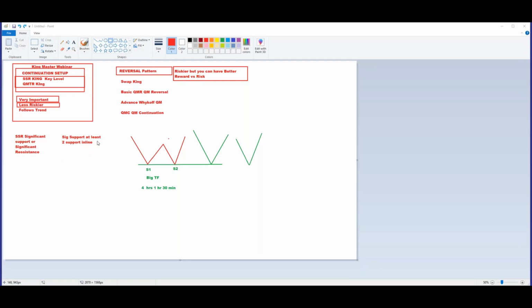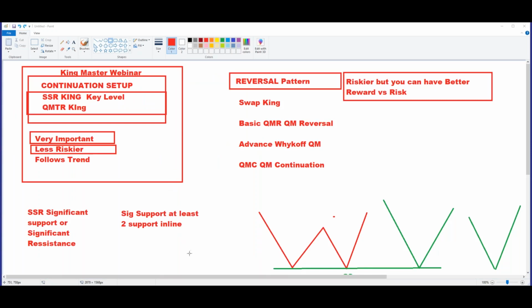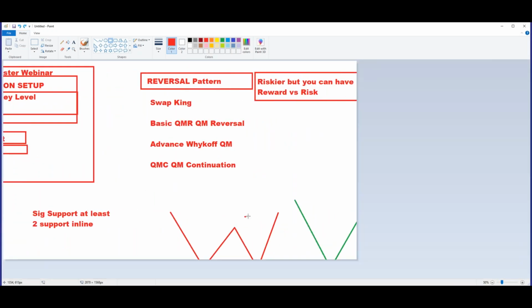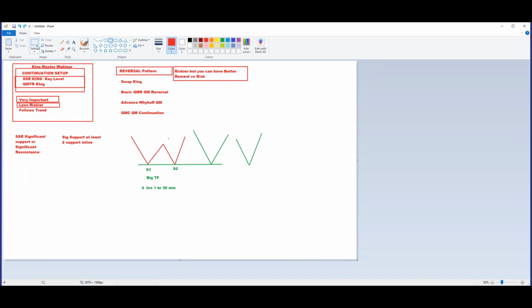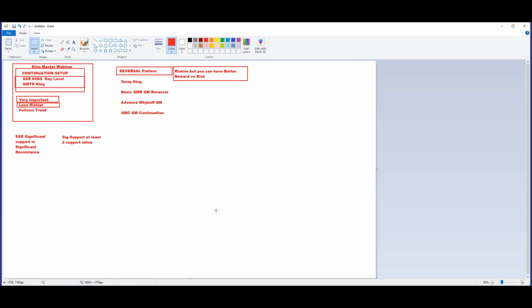Today we are going to learn about reversal pattern. Okay, reversal pattern. Yesterday we learned about significant support, or significant resistance, and SwapKing. Yesterday we learned about continuation setup, SwapKing, key level, QM, or the SBR, RBS. So today we learn about reversal pattern, reversal chart pattern.